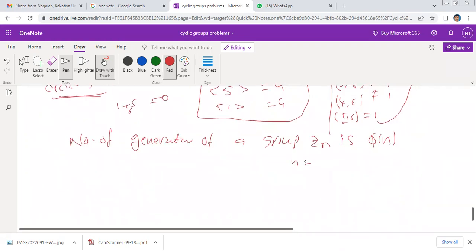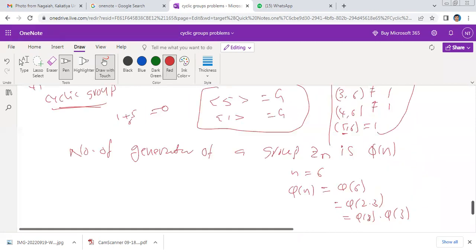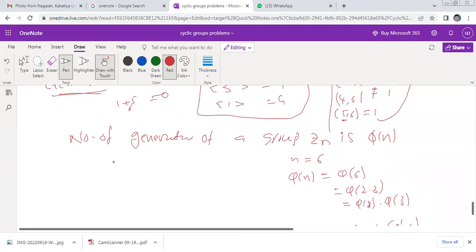You observe here n is equal to 6. So phi of n is Euler's phi function, phi of 6. This can be written as phi of 2 into 3. 2 and 3 are relatively prime numbers. So phi of 2 into phi of 3. Phi of 2 means 2 power 1 minus 2 power 0, which is 1. Phi of 3 is 3 power 1 minus 3 power 0, which is 2. So the number of generators of a group Zn is phi(n).